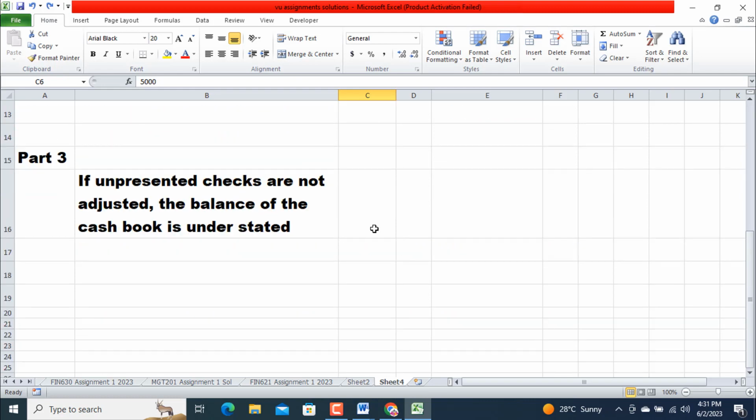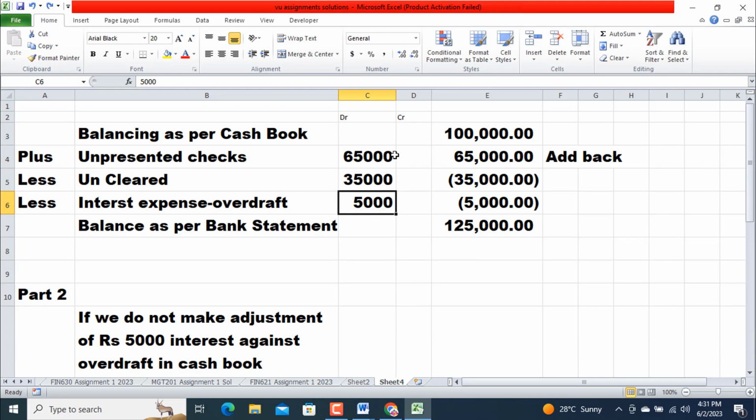After that, the third part is that if unpresented check is not adjusted, because we already deducted it from the cash book. Let's suppose I am not going to adjust it, so what happened, our balance is too much reduced because we have not adjusted unpresented checks of value 65,000. It is an undervalued or understated balance of the cash book. So we are going to place the value to make the accurate adjusted balance as per the cash book.